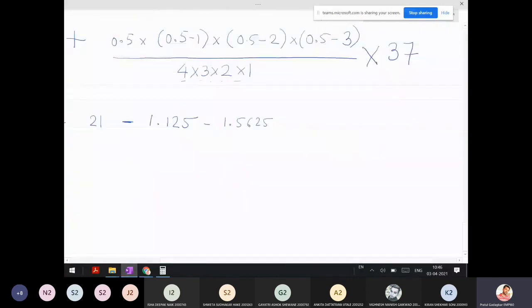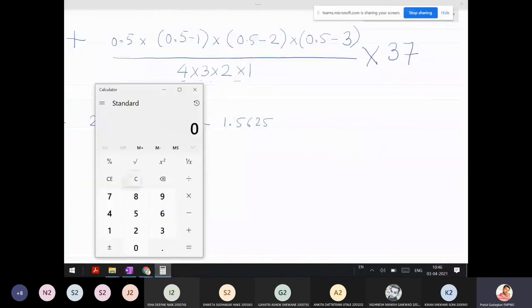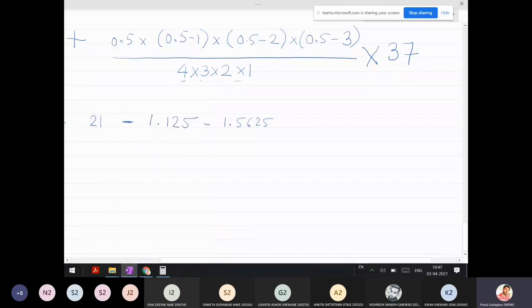Then 0.5 multiplied by minus 0.5, I'm writing 0.5, and 1.5 into 0.5 minus 3 is 0.25. So 2.5 multiplied by 37, divided by 4 into 3 into 2, which is 24, which is 1.4453. So here you have a minus sign, here also you have a minus sign, here also you have a minus sign.